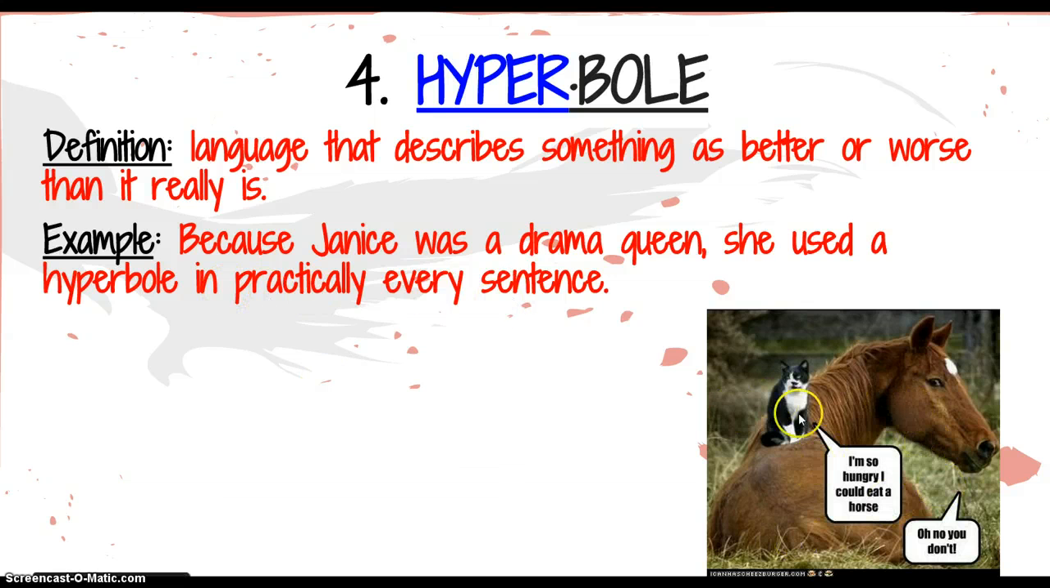And I thought this little meme was real cute. It's a cat perched on top of a horse, and it's saying, I'm so hungry, I could eat a horse. And the horse is like, oh no, you didn't. So when you use phrases like, I'm so hungry, I could eat a horse, it's a hyperbole.